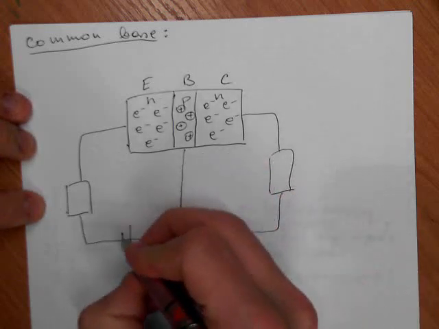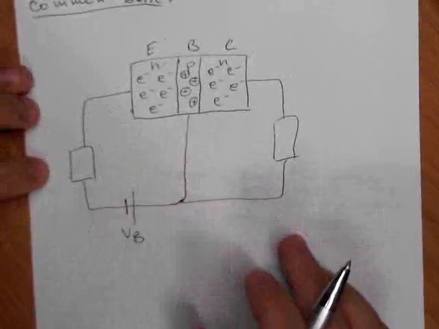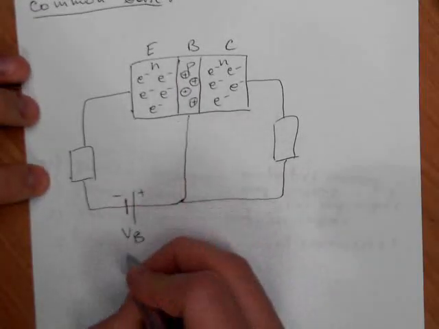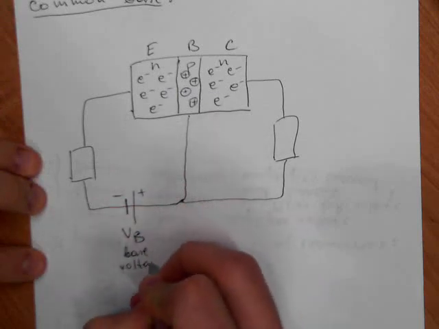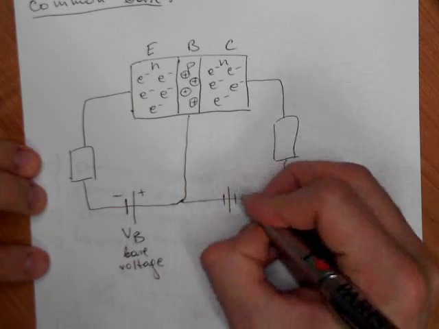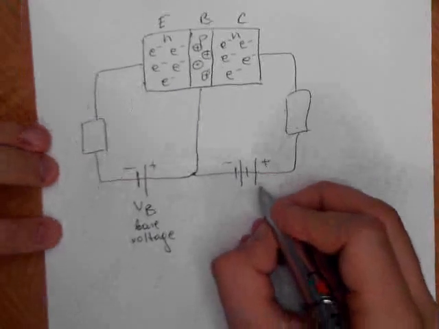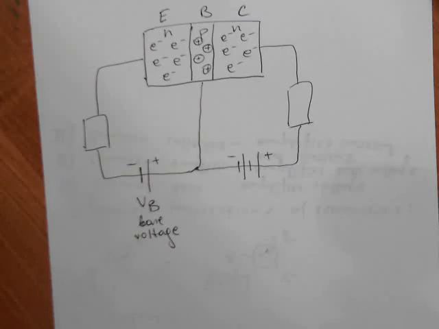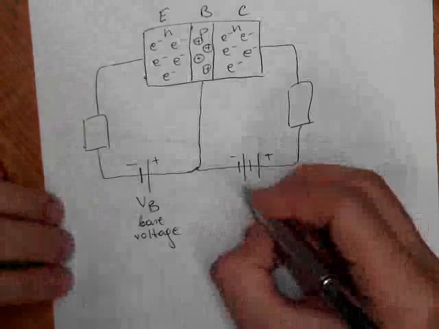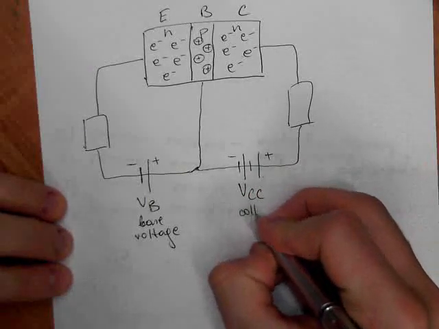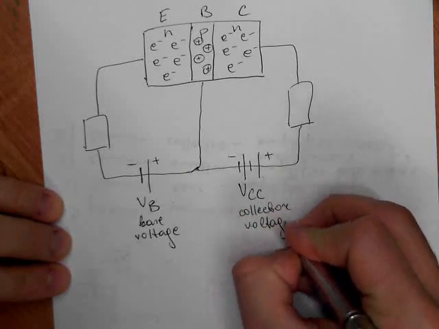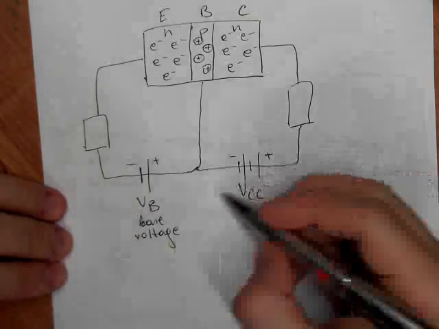Here we have VB. This is base voltage. Here we have a voltage supply that produces higher voltage. This is the collector voltage, VCC, which is higher than VB.